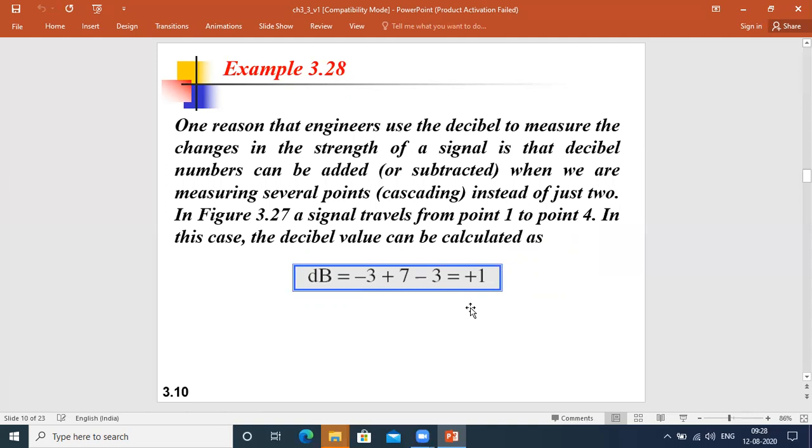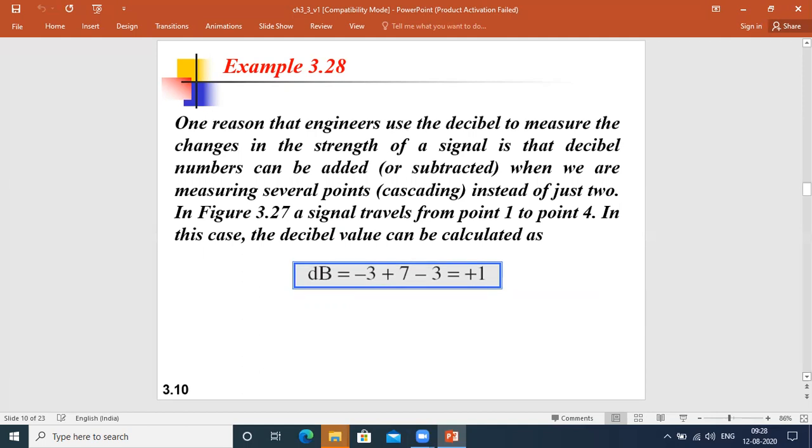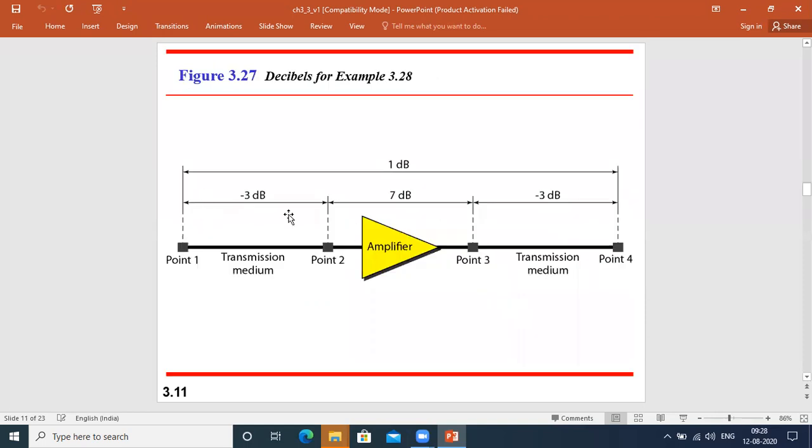Another reason engineers use the decibel is that when you measure in decibels, values can be added or subtracted when you are measuring several points. Sometimes there is loss, sometimes gain, so the total value is the mix of these losses and gains. Here: minus 6 plus 7 minus 3. Minus 6 plus 7 is plus 1, then minus 3. In this example, minus 3 is a loss of energy, then a gain from an amplifier, and again a loss. After calculating all of this, the total is a gain.